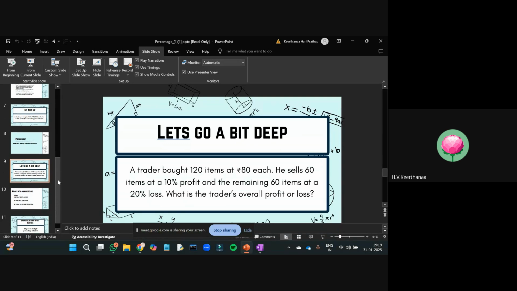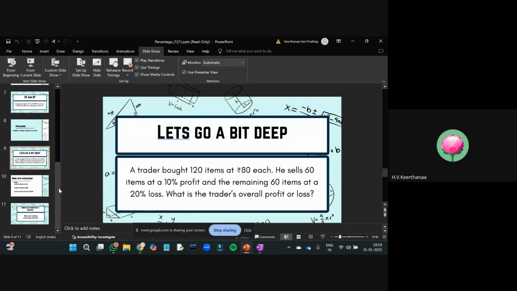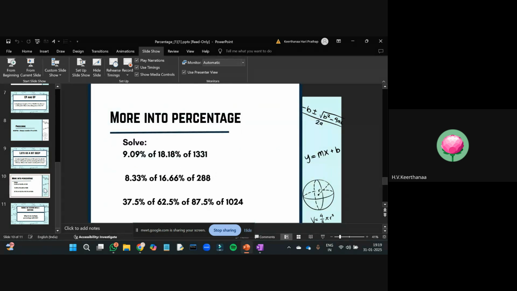Okay, now I have a few more questions. Before that, we'll go into this. After that I'll get back to more CP SP ratio proportion questions. So more into percentage. For this, I need everybody to try solving just the first question. So maybe we can take 2 minutes and see if any one of you can solve this question. And if anybody is able to solve, please unmute and give the answer. We'll take 2 minutes.